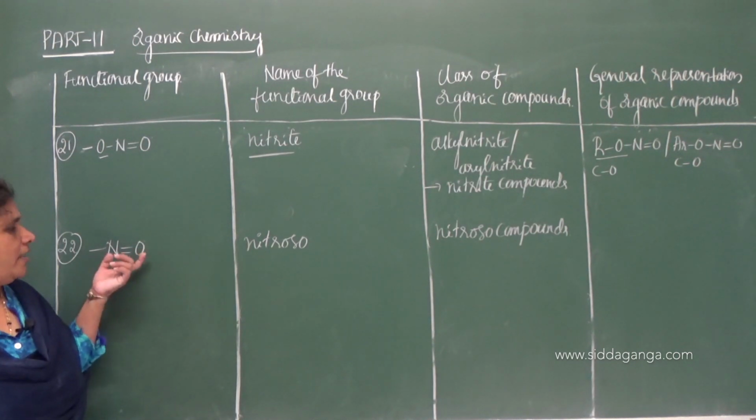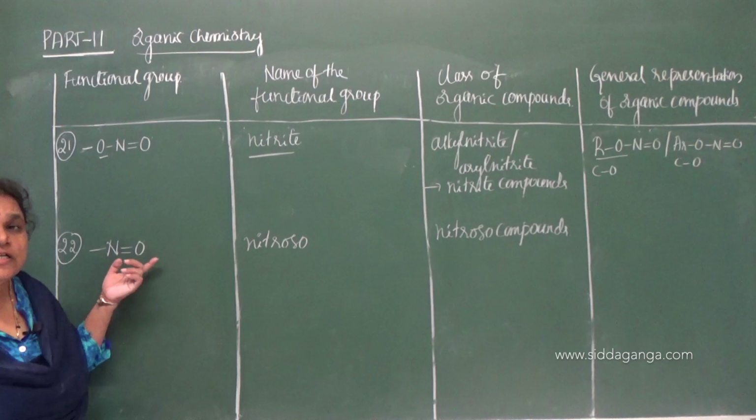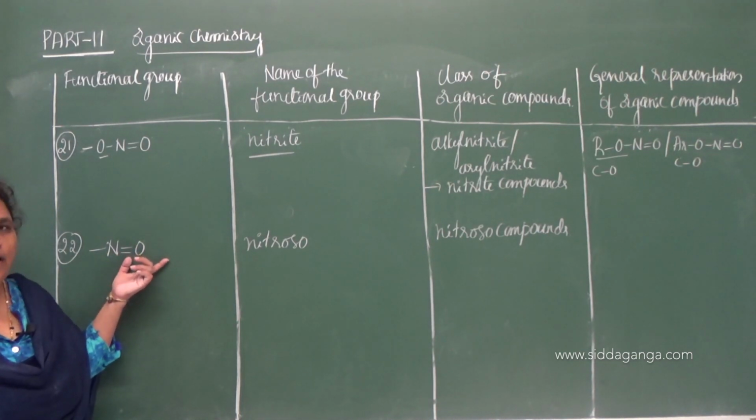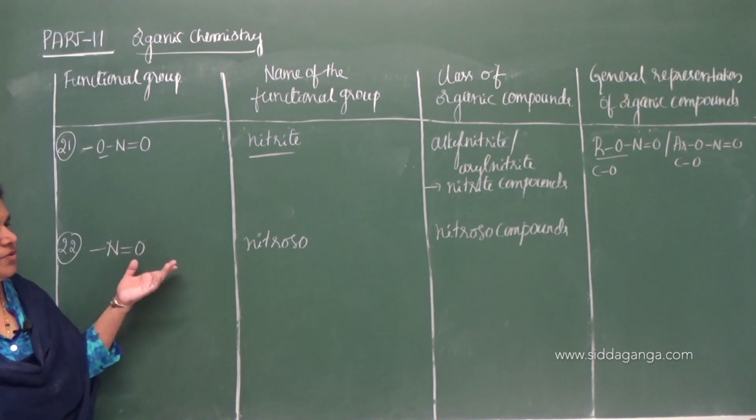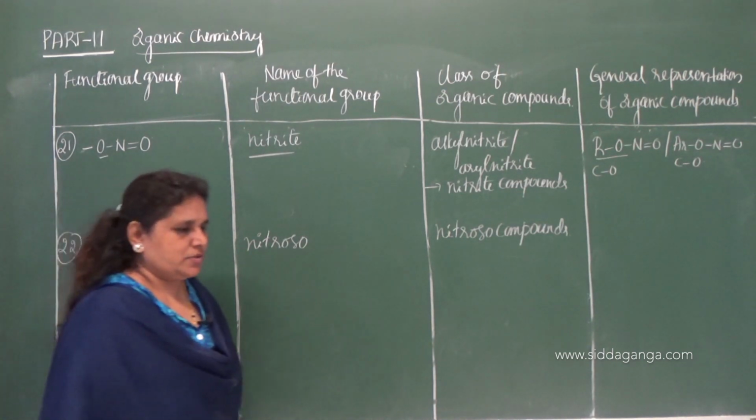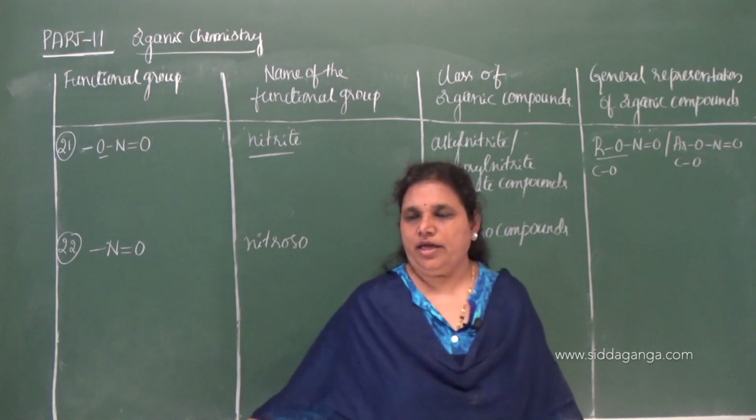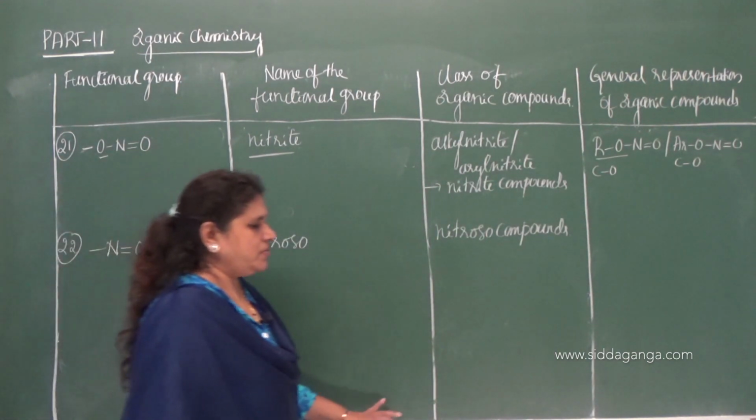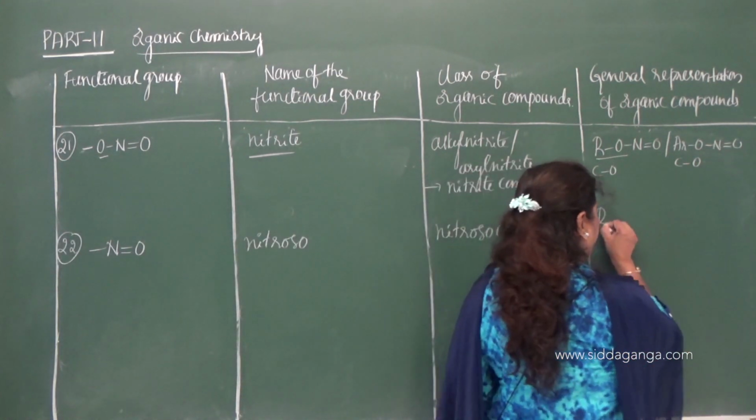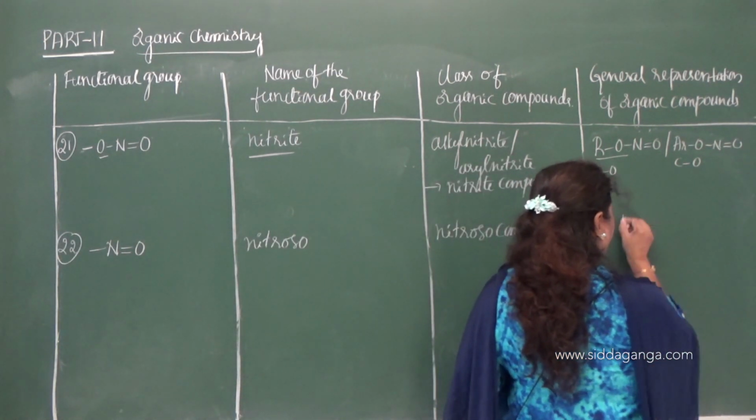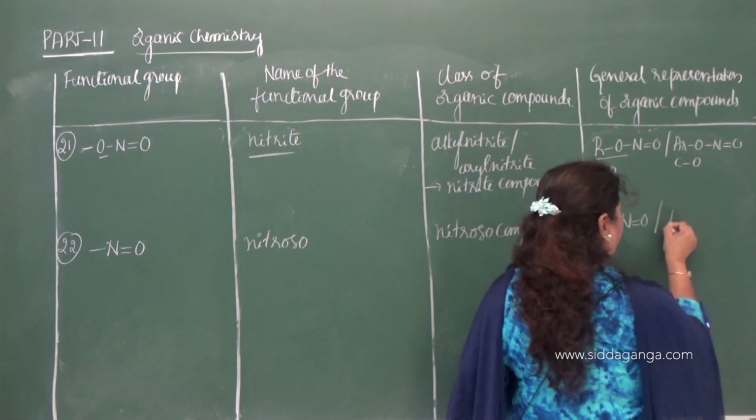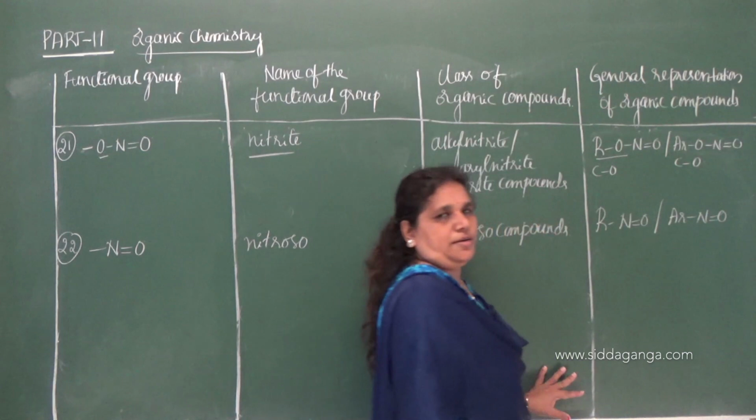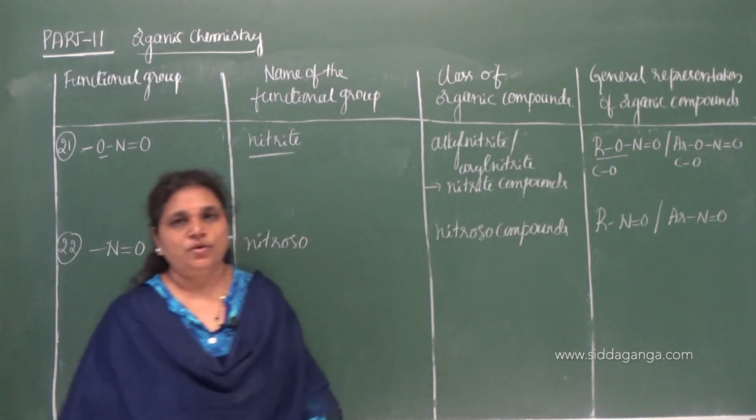Nitroso compounds, the presence of this N double bond O group, is a nitrogen-containing group which helps in giving special properties to the organic compound. If a nitroso group is there, it gives special properties to the compounds with respect to color reactions and all those. It plays a very important role. So you can write it as RN double bond O or ArN double bond O. This is the general representation of a nitroso compound.